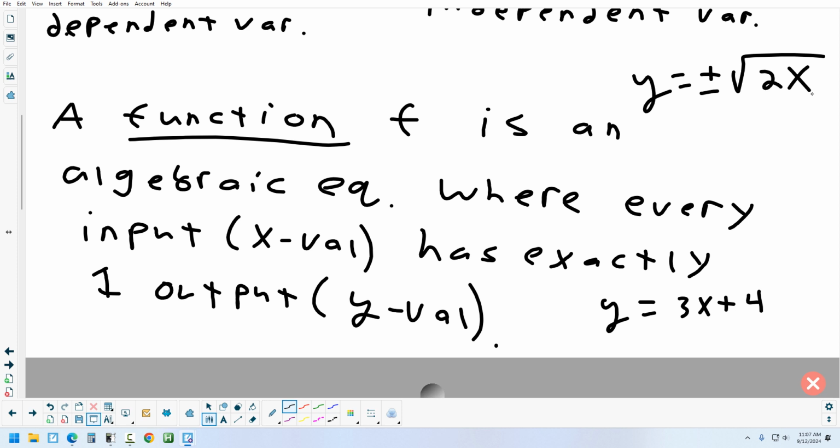Let's look at this one. If I plug in, let's write it as like a coordinate. If I plug in 8 for x, what's 2 times 8? 16. And what's the positive square root of 16? 4. So if I plug in 8, I'll get 4. Now, if I plug in 8 again, 2 times 8 is 16. What's the negative square root of 16?